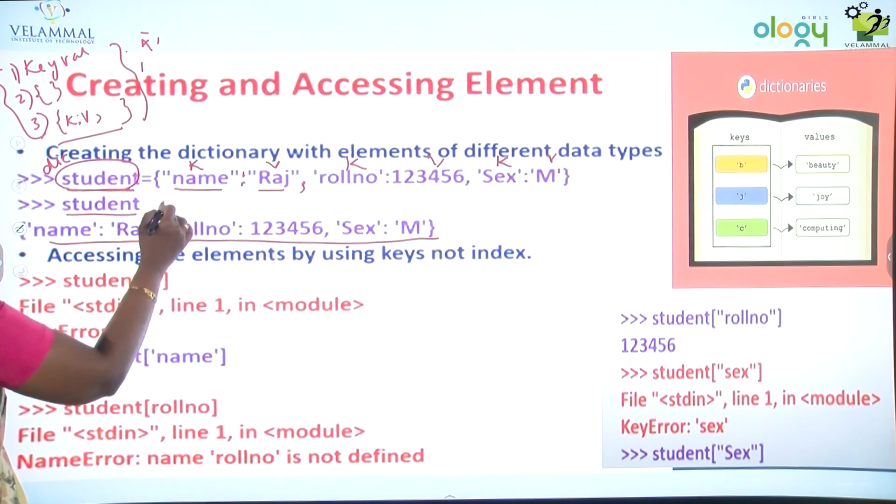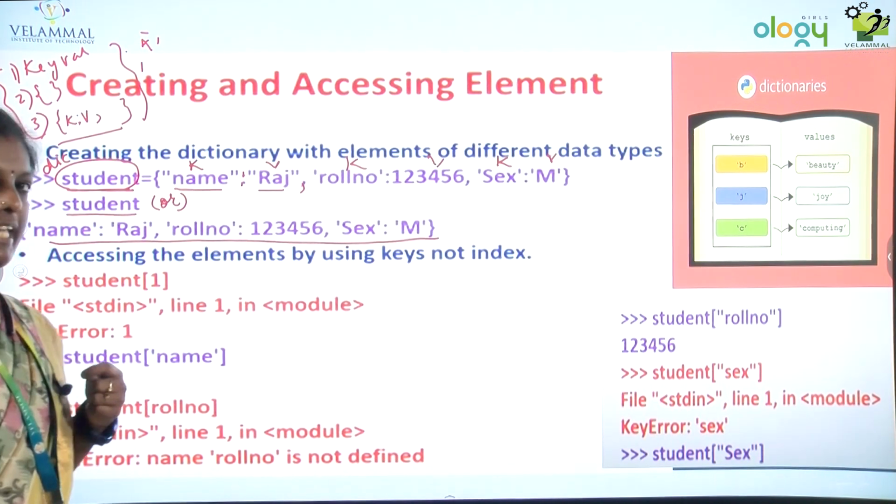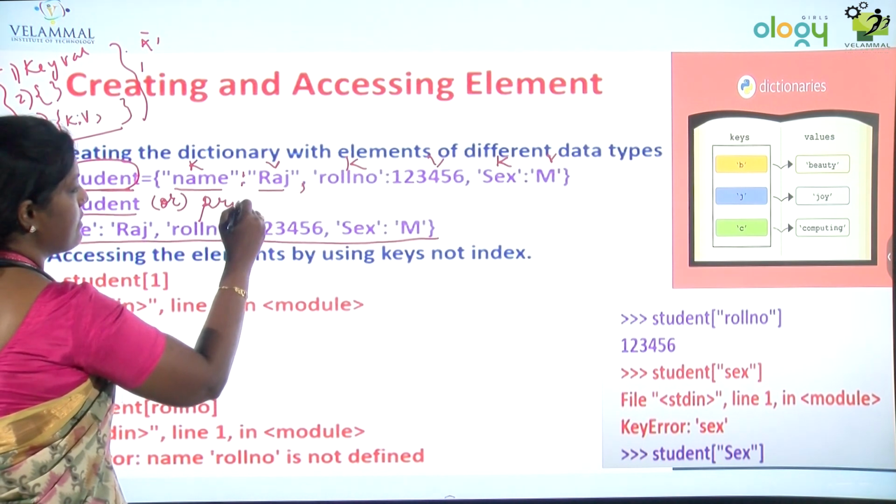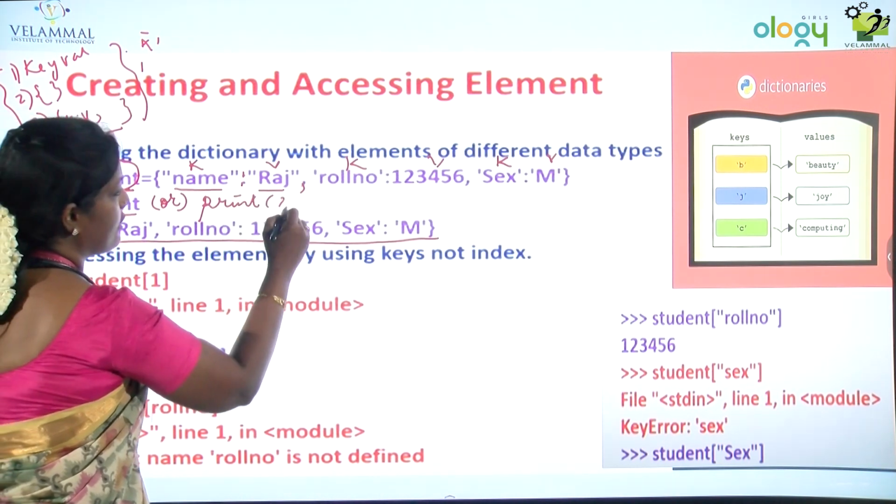Or else there is another form of printing your dictionary elements. How are you supposed to do that? You can also use print and the dictionary name.